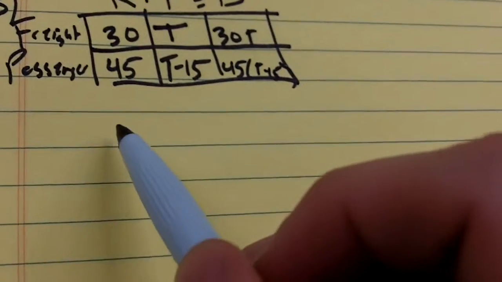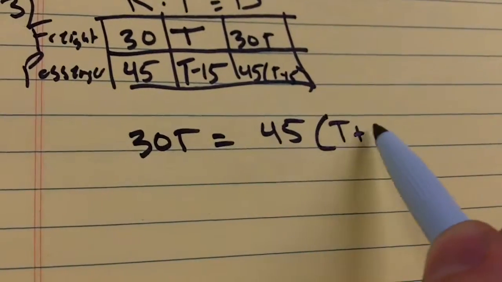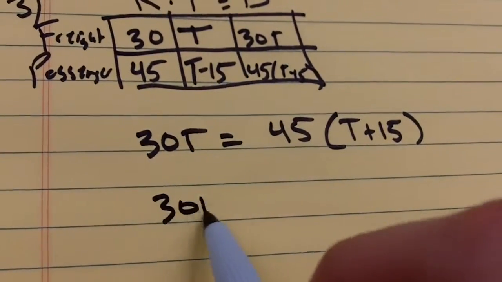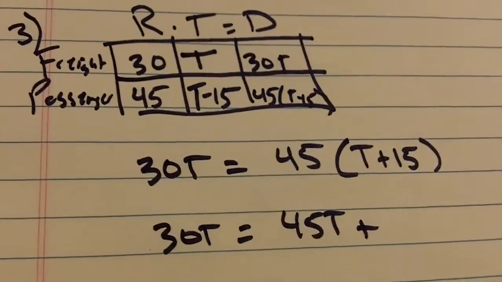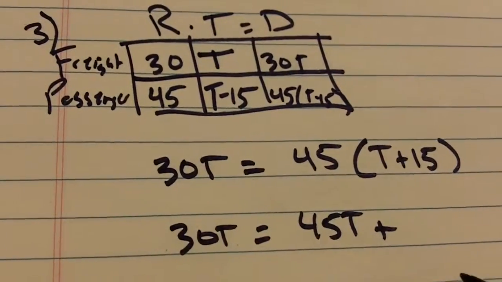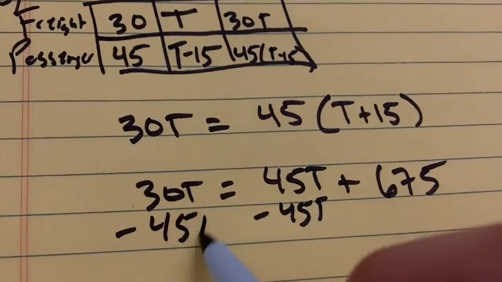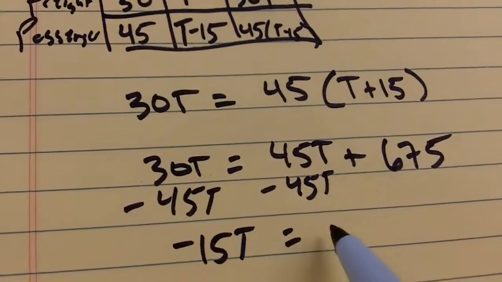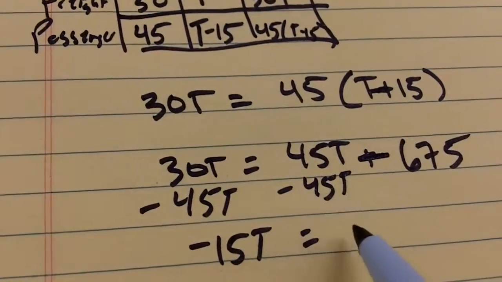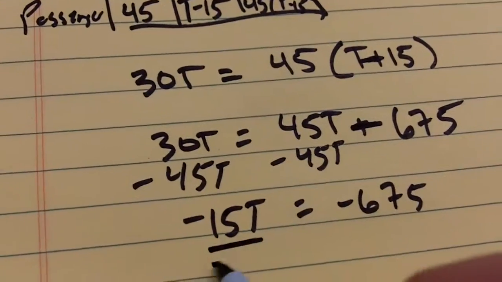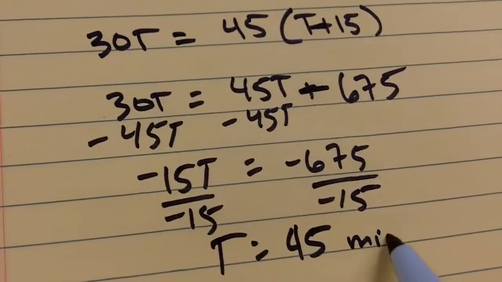What did we say to do in class today? We said, okay, I'm going to take distance of the first one, set it equal to distance of the second one, because I want to know when these two trains pass each other. 30t equals 45t minus, this is just distributing, 45 times 15 is 675. Subtract 45t from both sides. I get negative 15t equals negative 675. Divided by negative 15, divided by negative 15, t equals 45 minutes.